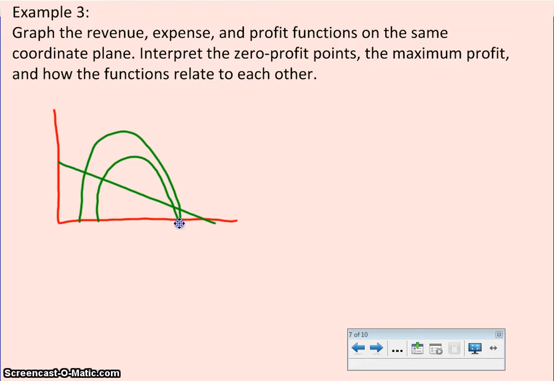So you can remember here, we've got our break-even points. We've got here where zero profit is made. We've got right here where is our maximum profit. And we've got here, which is our maximum revenue.